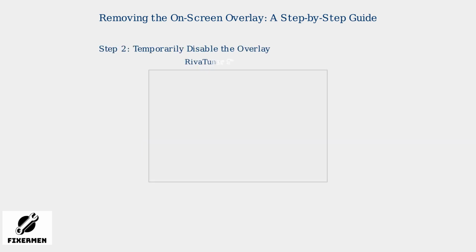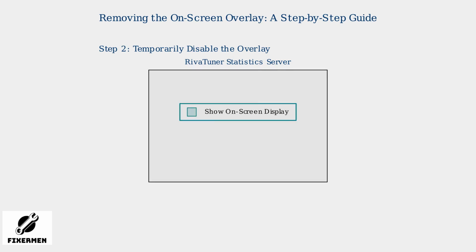Once open, you have two primary options: temporarily disable the overlay or permanently remove it. To temporarily disable it, simply uncheck the Show On-Screen Display option in the main RTSS window. Alternatively, you can use the hotkey, which is often Ctrl F12, to toggle the overlay on and off.